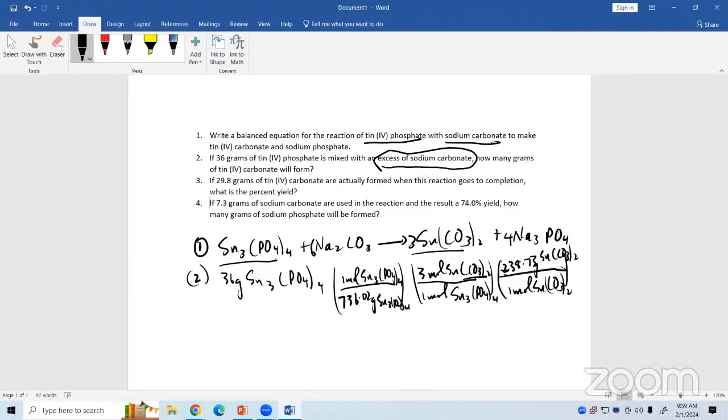All right. And then I work this out. And when I work this out, let's see what this gives. So 36 divided by 736.02 times 3 times 238.73. So according to my calculation, this works out to be 35 grams of Sn(CO3)2. So that's the answer for number 2.